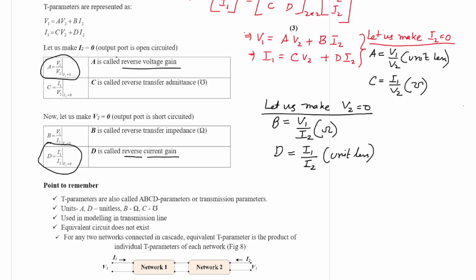Now when you consider C, it is I1 by V2, that means input by output, that means reverse transfer admittance, right? The meaning of each term was already explained in the previous section. And finally we have B is equal to V1 by I2. Again, V1 by I2 means input by output, that means the signal is flowing from output to input, that is reverse transfer because it involves both ports 1 and 2, and it is an impedance because it is voltage by current.